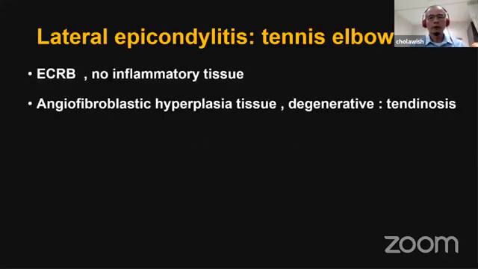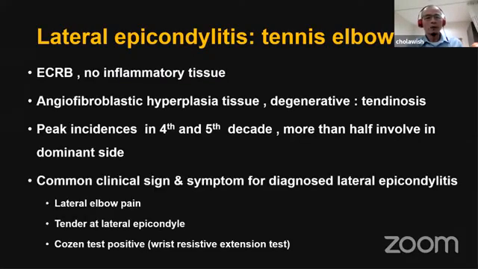As we know, lateral epicondylitis, or by another nickname, tennis elbow. The lesion is on the ECRB tendon, and the tissue that corresponds with the pain generator is angiofibroblastic hyperplasia tissue, which Professor Park mentioned before. The peak incidence is in the 40s and 50s, and more than half involve the dominant side. The common clinical symptoms we use to diagnose are lateral elbow pain, tenderness at the lateral epicondyle, and positive Cozen's test.